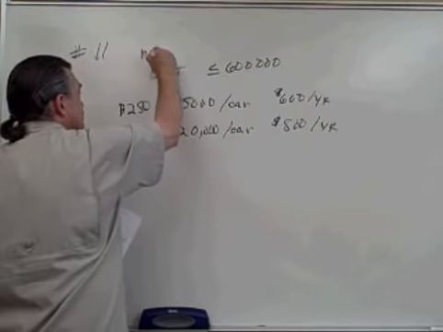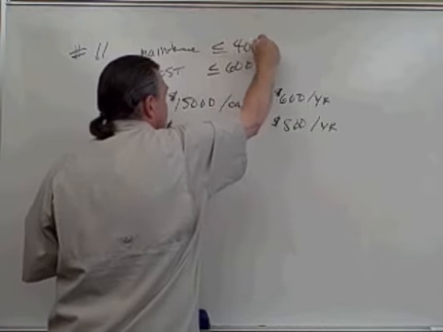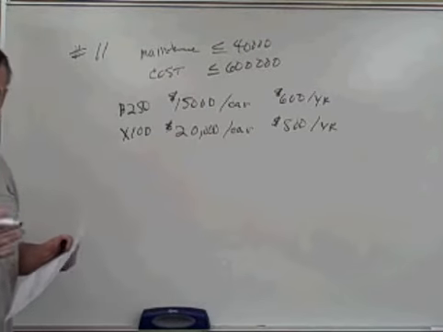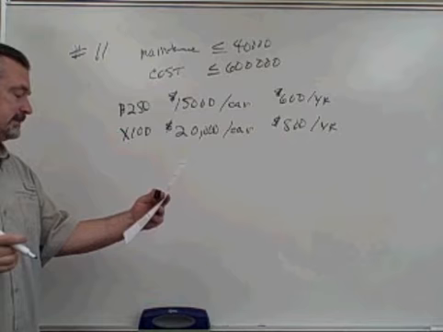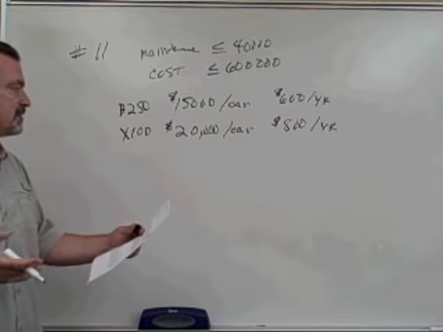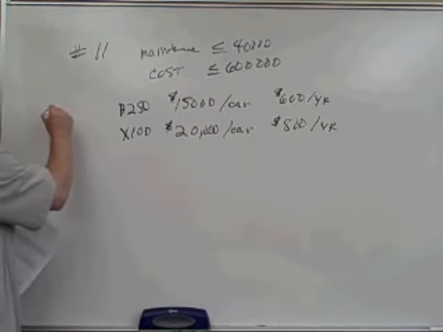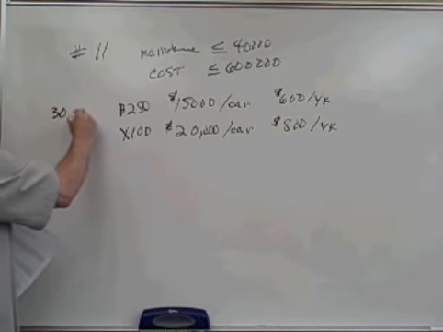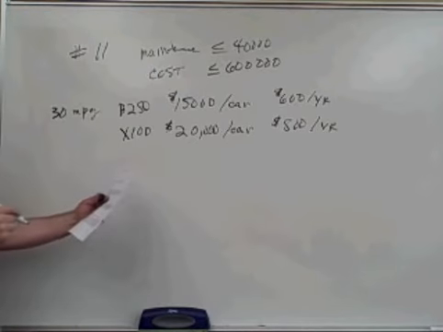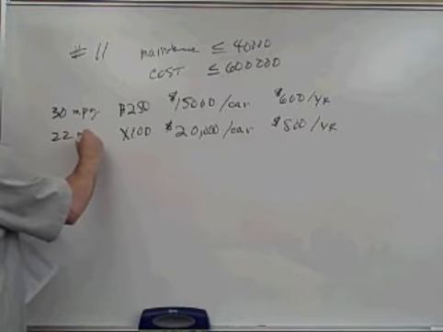The maintenance has to stay less than or equal to $40,000. Doesn't that make sense that that would be another constraint? The B250 gives 30 miles per gallon. Okay. So the B250, I'll write that over here, 30 mpg. And the X100, 22 miles per gallon.